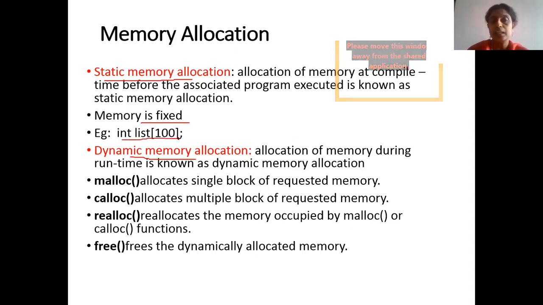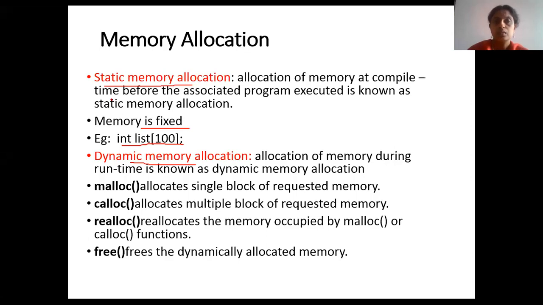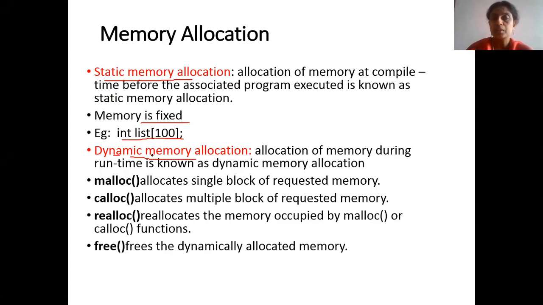Since it uses the array concept, it will be represented like this. So when it comes to static memory allocation, it uses an array concept. While compiling the program, memory will be allocated, and it uses a fixed size. According to the size mentioned, it will allocate. Dynamic means during runtime, when the program executes, it will allocate the space.